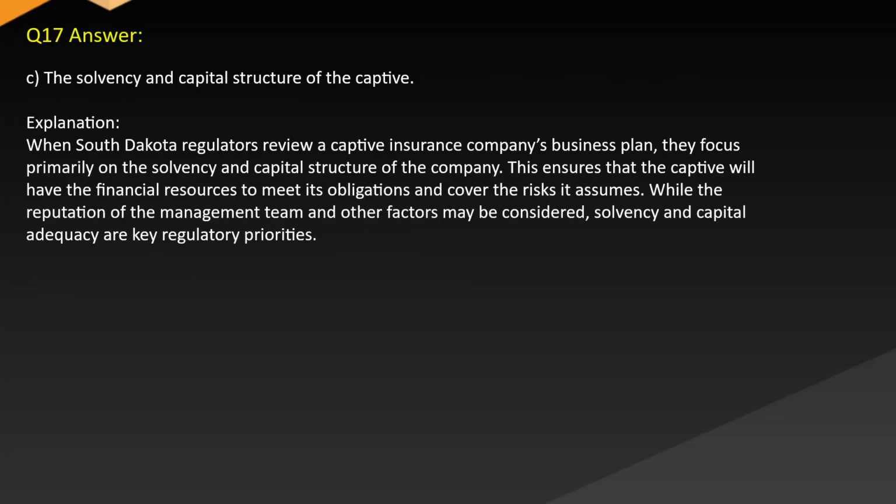Answer: C. The solvency and capital structure of the captive. Explanation: when South Dakota regulators review a captive insurance company's business plan, they focus primarily on the solvency and capital structure of the company. This ensures that the captive will have the financial resources to meet its obligations and cover the risks it assumes. While the reputation of the management team and other factors may be considered, solvency and capital adequacy are key regulatory priorities.